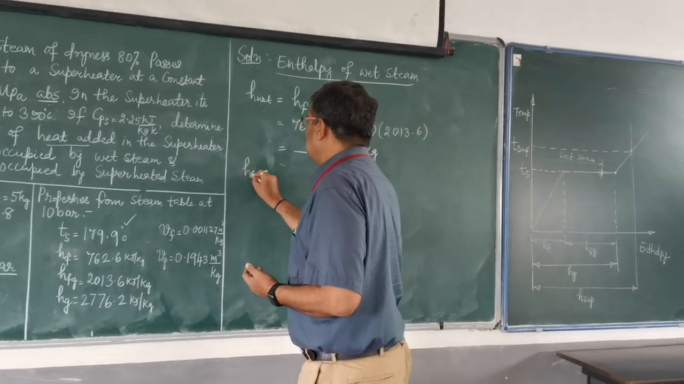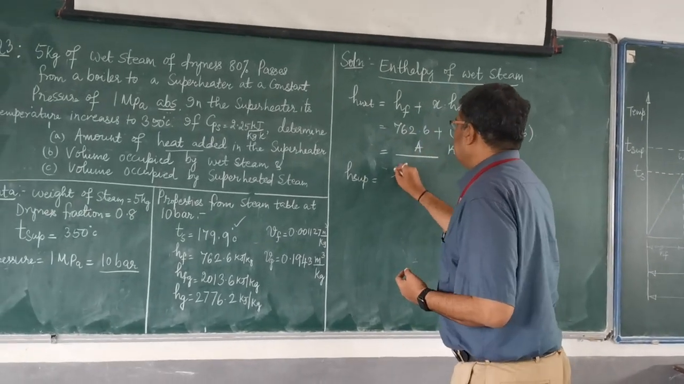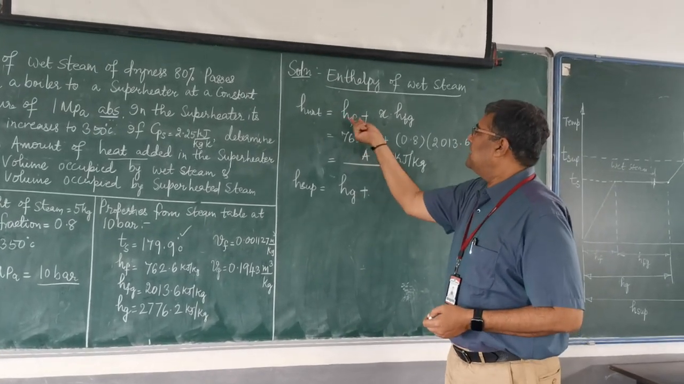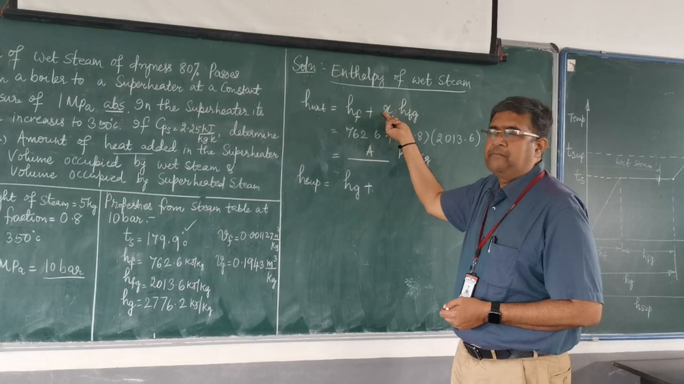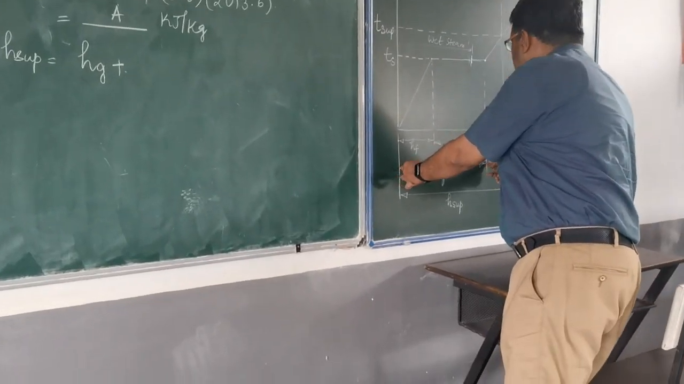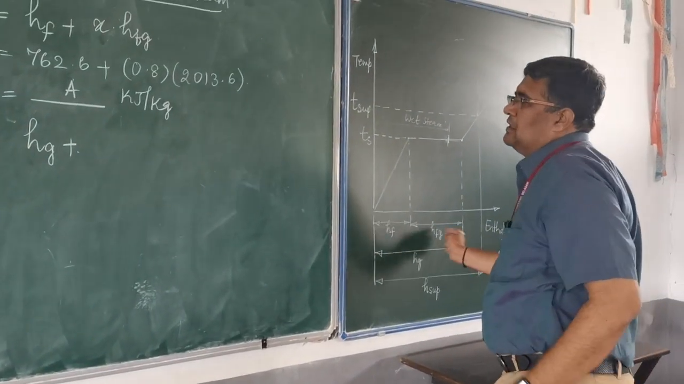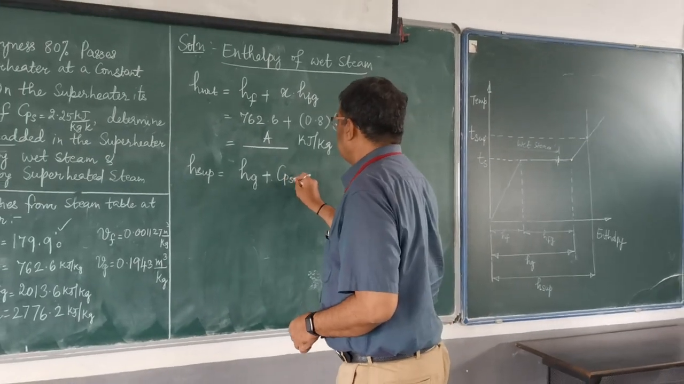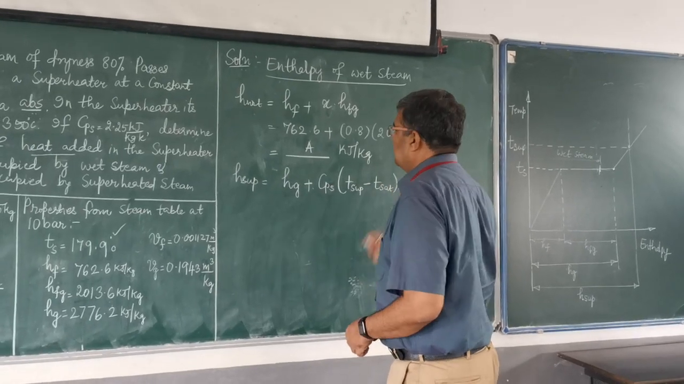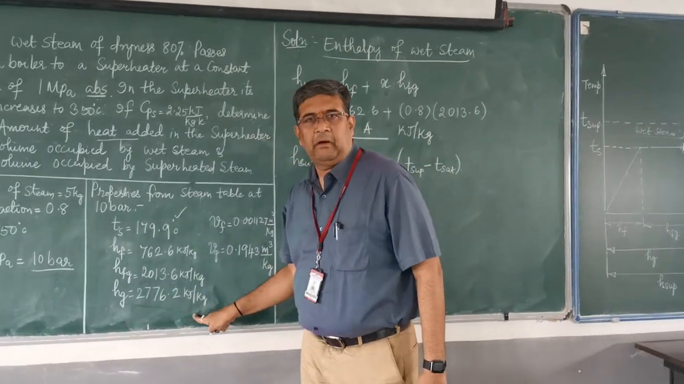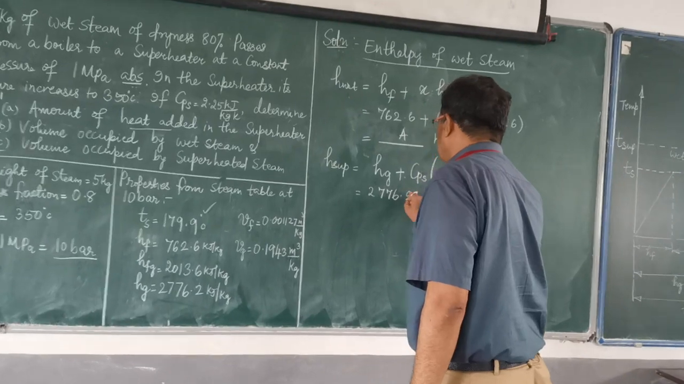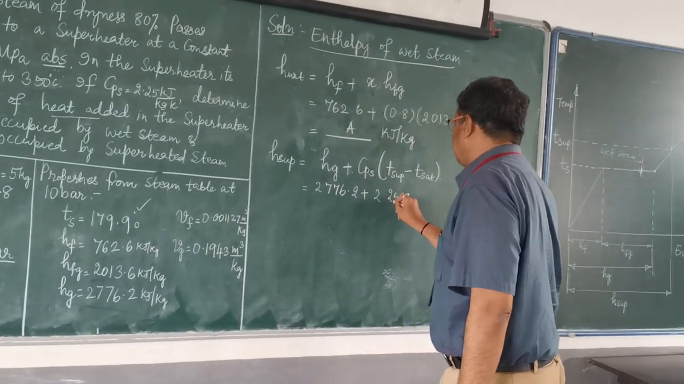So I'll write H superheated is equal to, again I'll write this as Hg, because what is Hg? Hg is nothing but HF plus HFG. The value of X is obviously 1. So here this whole thing I have noted as Hg. Okay, so this is Hg plus this part. That part is CPS, again inside bracket T superheated minus T saturation. So Hg value we know at 10 bar, which is 2776.2. CPS is 2.25, insert bracket.